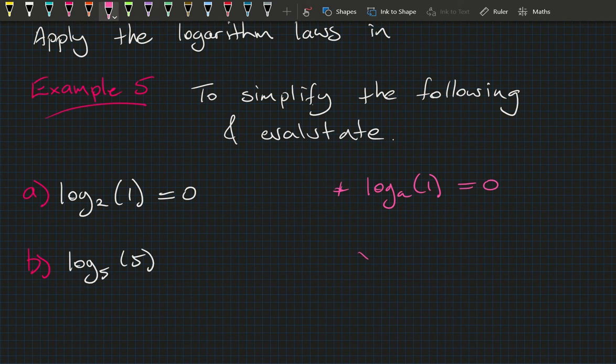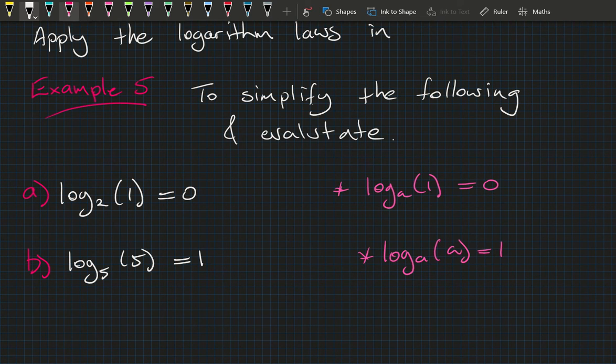Well, because log base A of A is equal to 1, in this case A is equal to 5, right? So therefore log base 5 of 5 is equal to 1. And that's all they're asking, right? 5 to the power of 1 is equal to 5. And for part A, 2 to the power 0 is equal to 1.